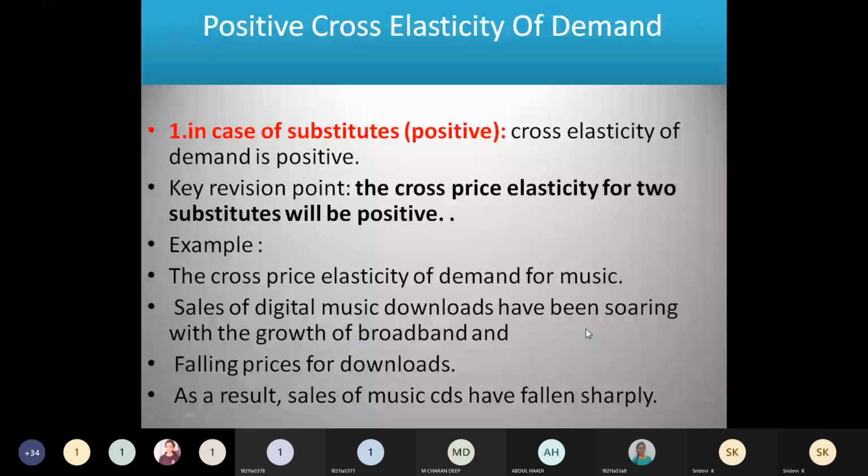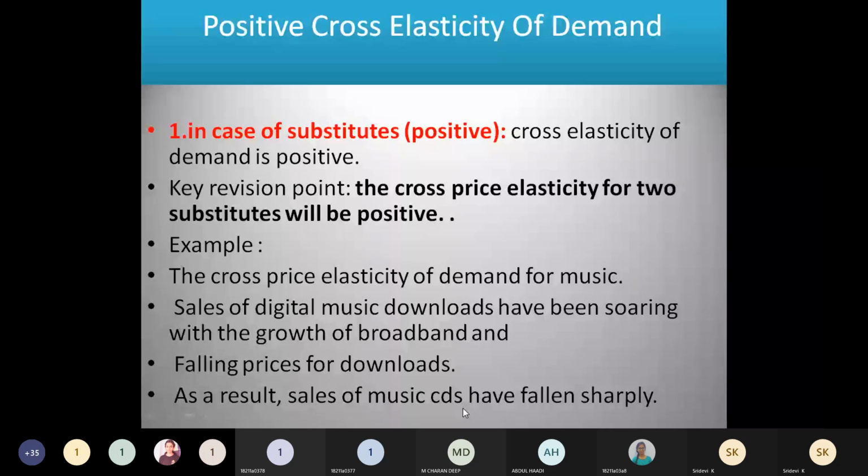Because these downloads, broadband downloads are available for lower prices, it has affected the music CDs used to be there previously. That is, the CDs demand has been sharply fallen down, right? So that example you can give here. Now completely it is closed, CDs no one is using because of broadbands, the downloads, free downloads.